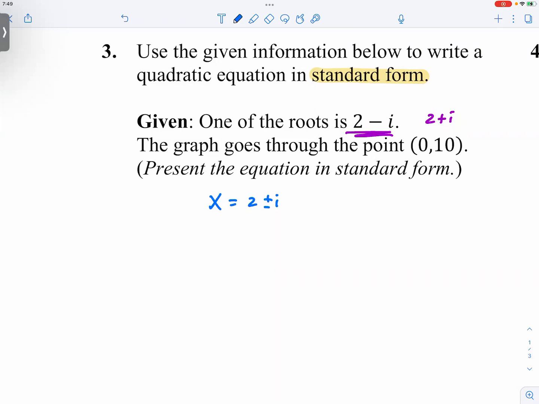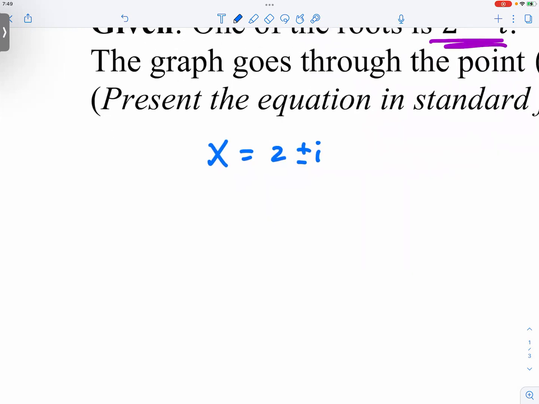So how can you go from the root and revert it back to the original standard form equation? It's just going backward, basically rolling back the tape. What's the step before this? It'll be this. You're rolling back the tape and asking, what was the previous stage? And why would we have plus or minus i? Because you took the square root. So let's not take the square root.